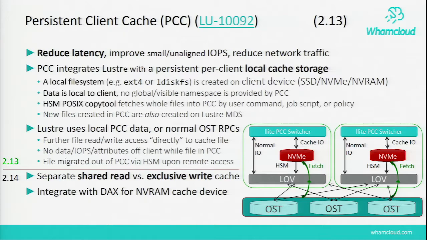Getting the files into NVMe is done through job directives or manual requests from the application, and we're also looking at a policy that can automatically bring files into the local storage based on file names or other policies such as the user ID.